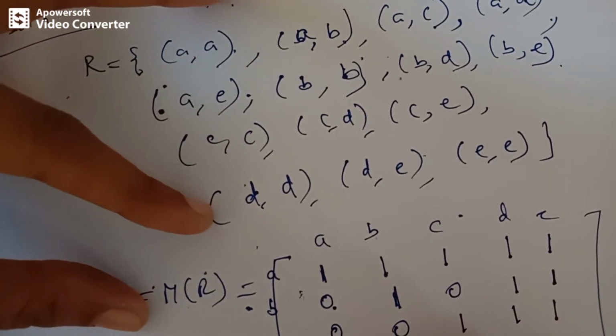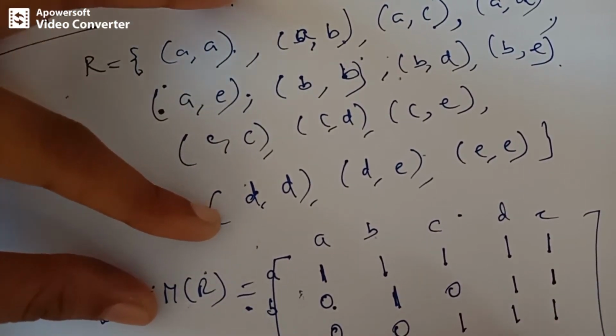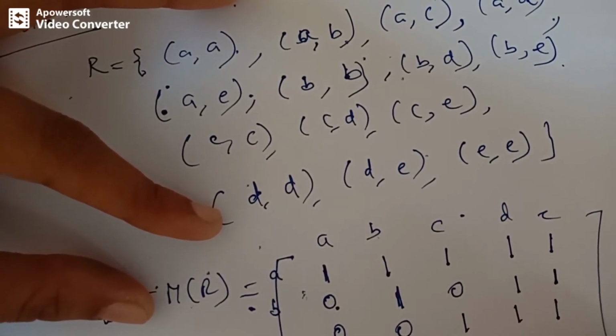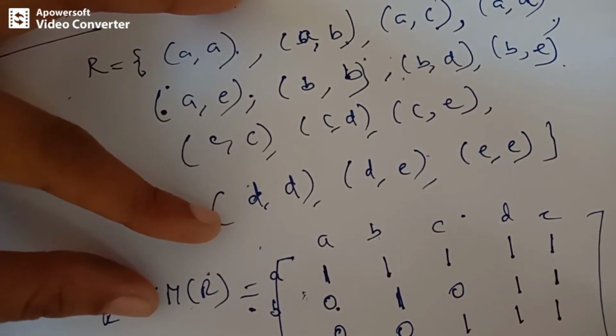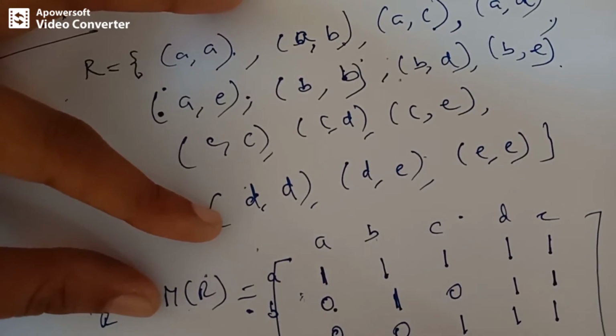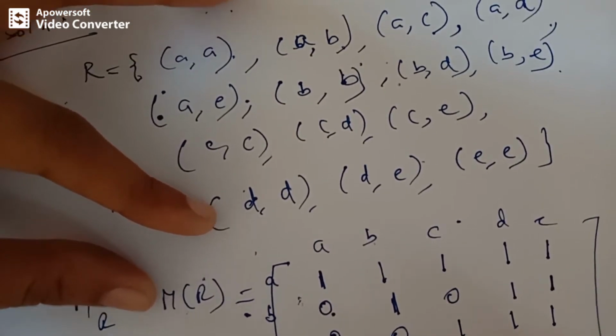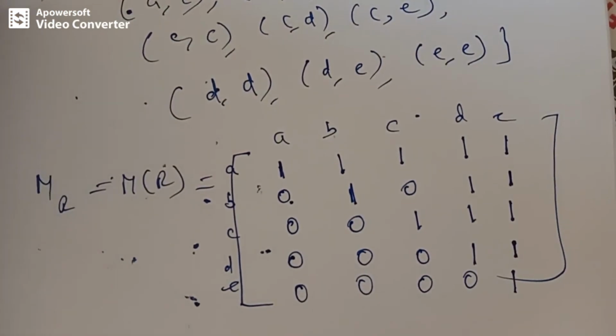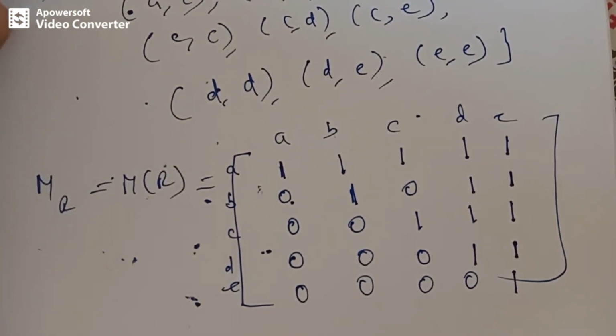Then comparing D, the pair D, A is not there. D, B is not there. D, C is also not there. D, D is there, and D, E also lies in the matrix of the relation. Next, in the last row, we have just 1. So this is how we write the matrix of the relation, given the relation.